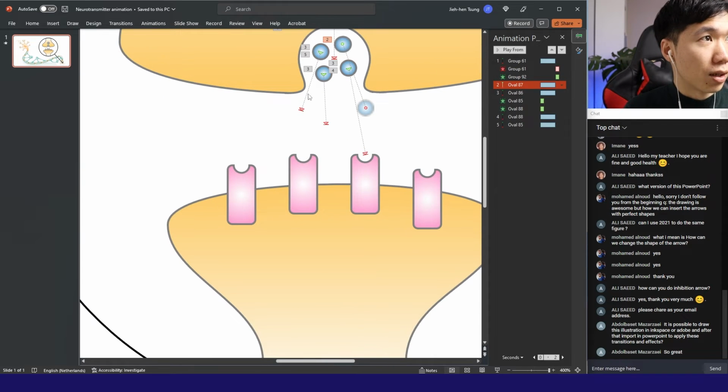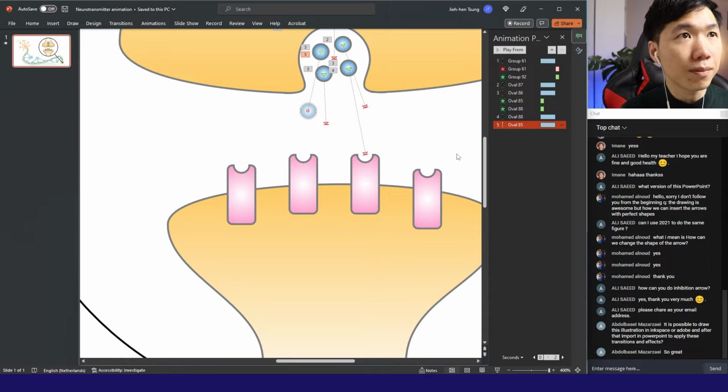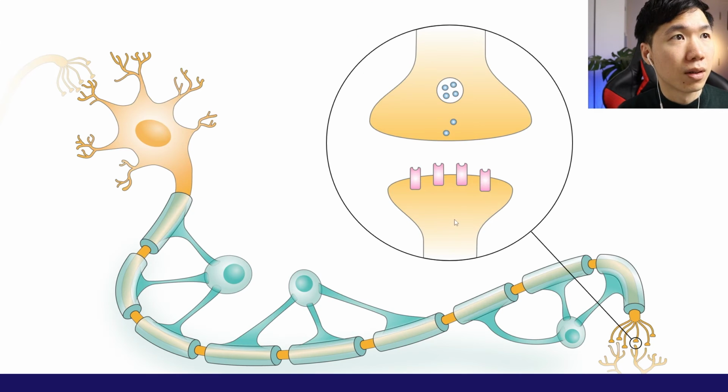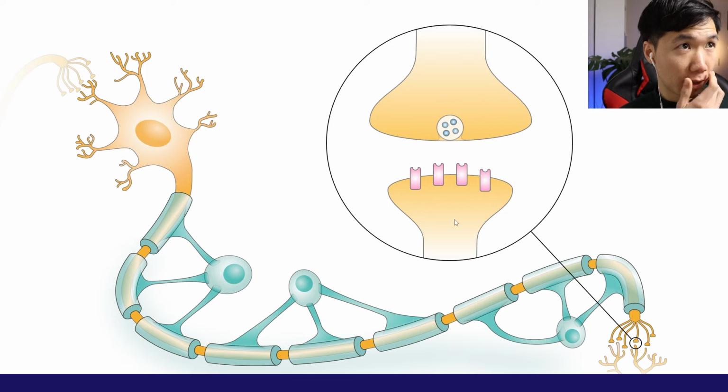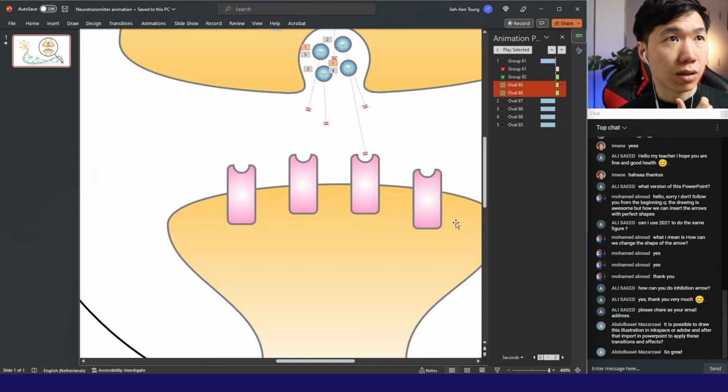Let's see. First, I will fix this path. And then these entrance animations need to go before all the movements. And then we have, I accidentally deleted two of the entrance animations. I need to add them back now.